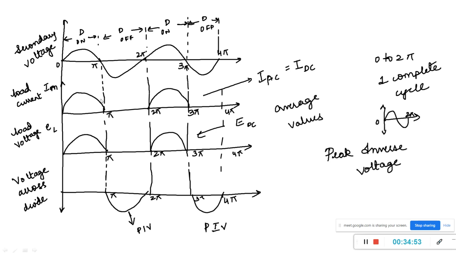So this waveform I have shown you. The half wave rectifier gives the output in the form of positive sinusoidal pulses. It gives only positive output, pulsating DC. Hence the output is pulsating DC. So this is the output waveform of the half wave rectifier circuit.